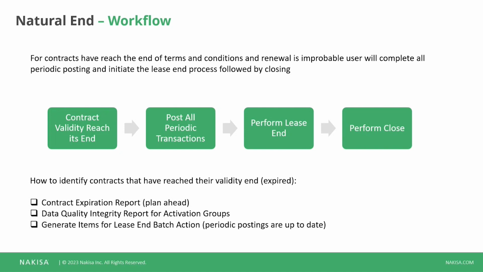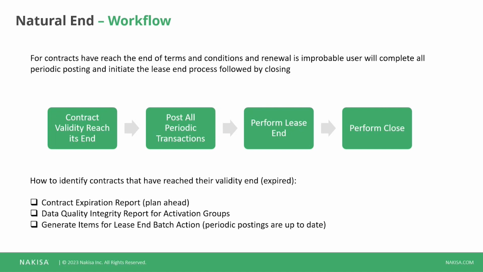We included here some ways in which you can look for this type of contracts, and we do have some reports available in the application. In our latest version, you all know we have the contract expiration report that allows you to plan ahead and make sure which contracts are reaching their likely to expire date, so you can coordinate with other departments whether a renewal is probable or not.